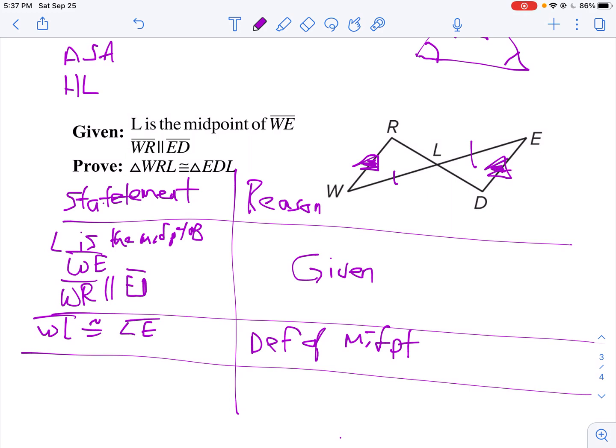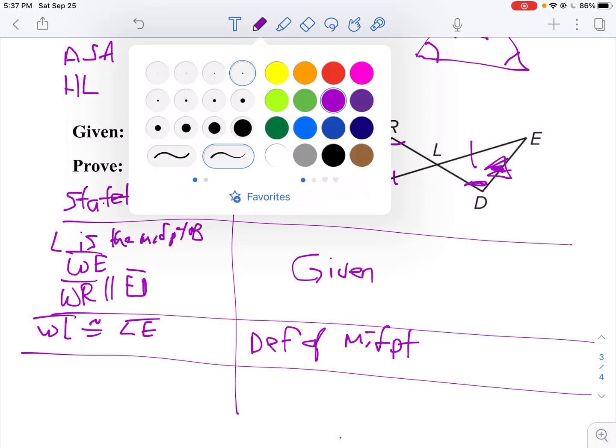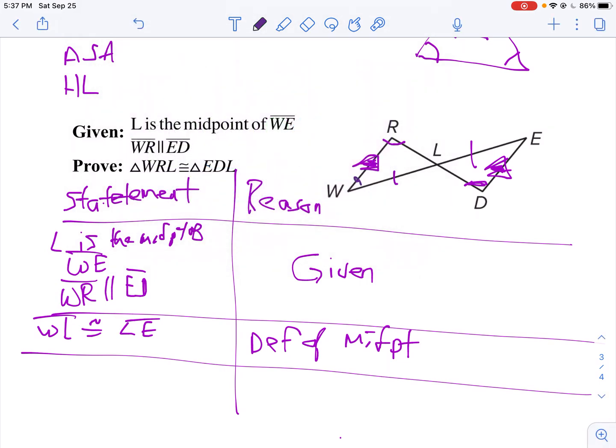We have to go back to what we did in the previous unit. If you have parallel lines, we know we have some angles that are congruent if they're cut by a transversal. So in this case, angle R and angle D, they're alternate interior angles. And at the same time, I could say angle W and angle E are congruent. So let's write that down. So we're going to say angle W is congruent to angle E, and angle R is congruent to angle D.